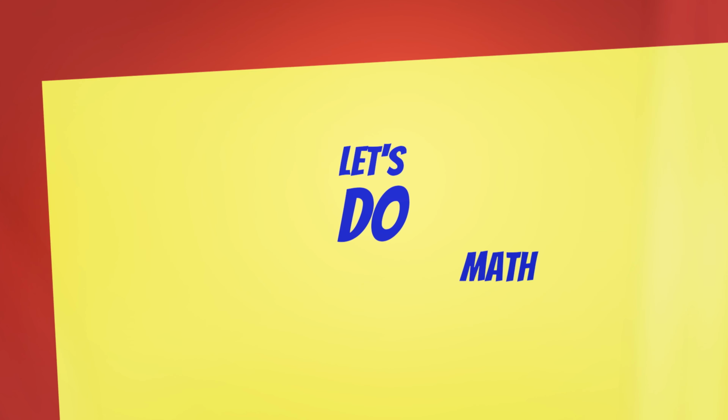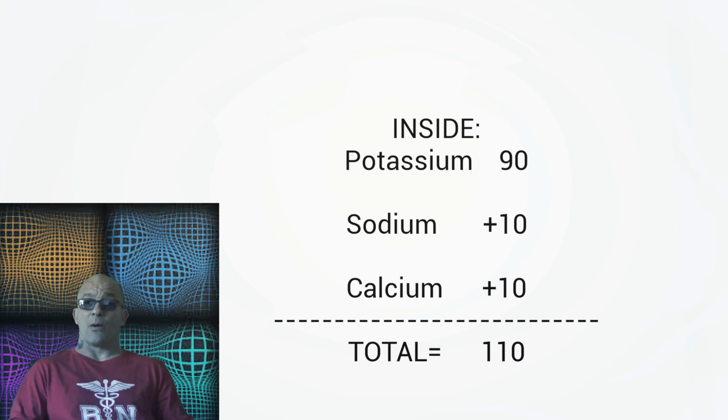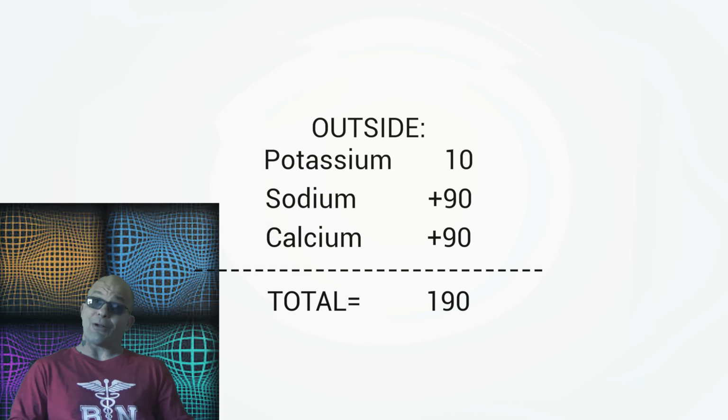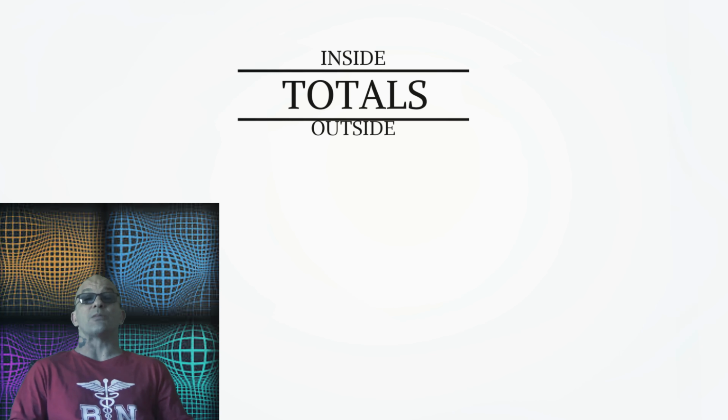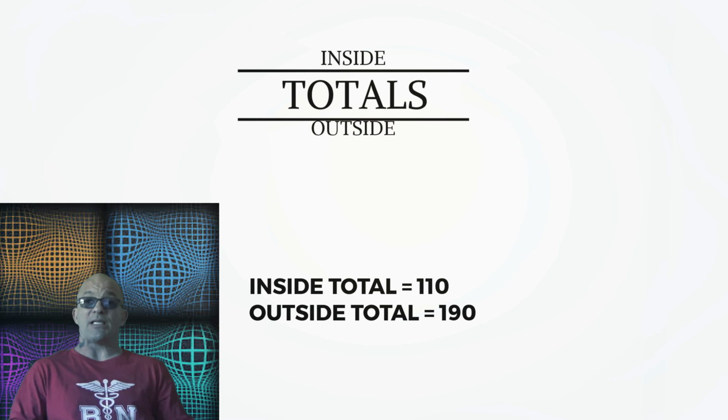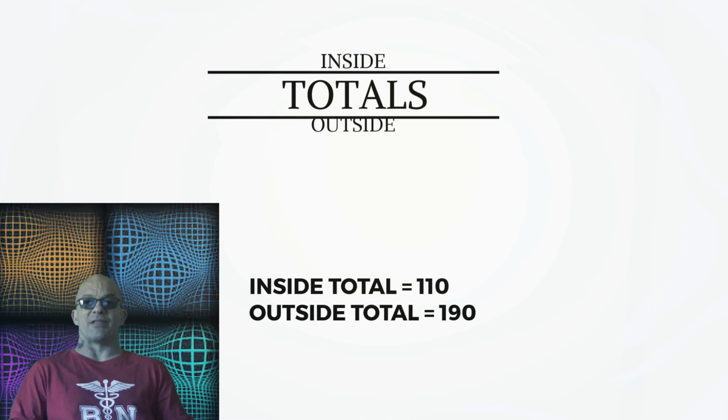So let's do a little math. On the inside, we have potassium at 90%, plus sodium at 10%, plus calcium at 10%, giving us a total of 110% on the inside. On the outside, we have potassium at 10%, plus sodium at 90%, plus calcium at 90%, giving us a total of 190% outside of the cell. So as you can see, there's more positive voltage surrounding the cell than inside of the cell.